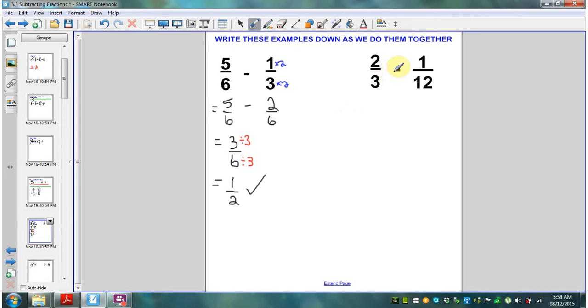Okay, 2 over 3, subtract 1 over 12. First step, common denominator? No. So we have to adjust one of our fractions. If I was to look at this one, 3 and 12, we can easily make 3 into 12 by multiplying it by 4. But whatever we do to the bottom, we need to do to the top.